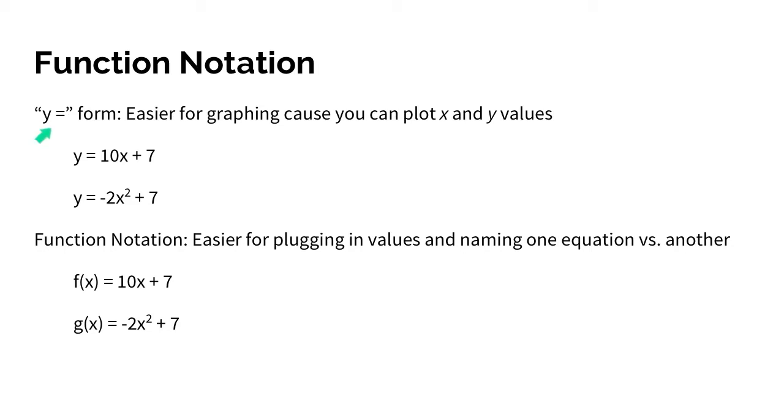We're used to a lot of our equations being written in y equals form. It's easier for graphing because you can plot your x and y values, because you can see that if you were to plug 1 in for x, you're going to get 17 out for y, and you could plot that as a point in either of these examples. And that's great. But function notation is easier for plugging in values or other expressions and also naming one equation versus another. So here I have f of x, that is how it is stated.